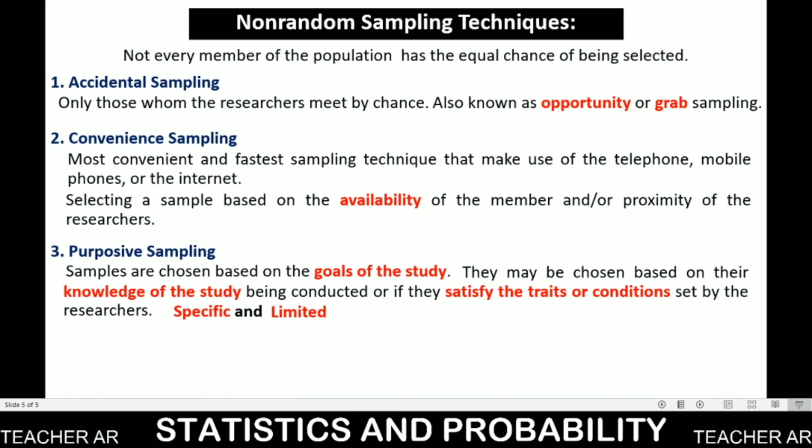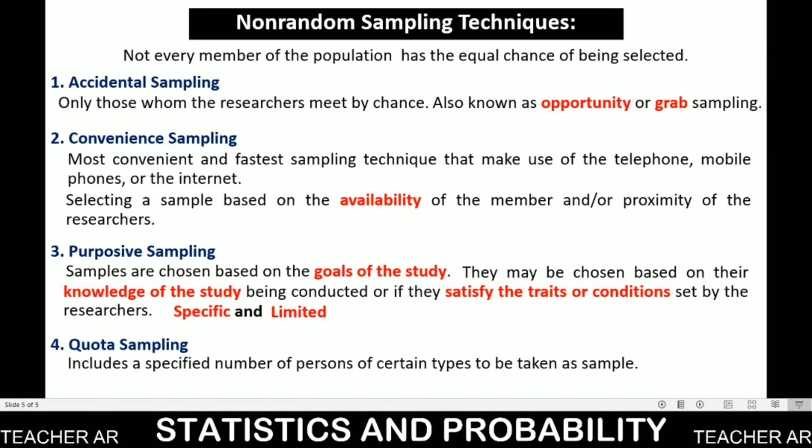And with that, let us proceed to the fourth and last non-random sampling technique. We have the quota sampling. Quota sampling, it includes a specified number of persons of certain types to be taken as sample. Kaya siya tinatawag na quota kasi meron siyang required number of respondents. At sa pagkuha ng sample or respondents, mas may control na si researcher. Kaya pwede siyang gumamit ng non-random sampling technique such as accidental, convenience, or purposive para lang mapunuan or maabot kung ilan ba ang respondents na kailangan niya para sa study. And that is our quota sampling.